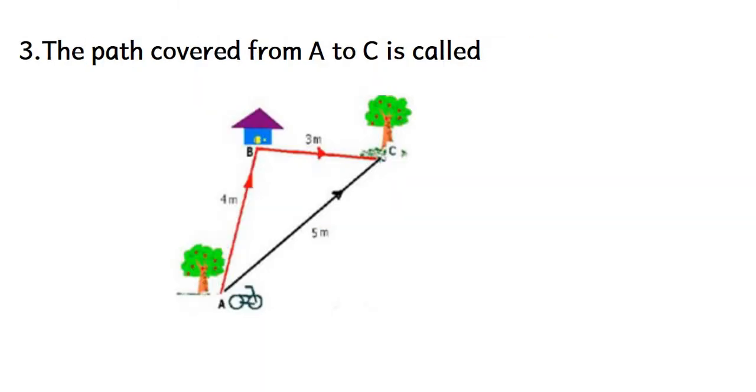Now in question number 3, the path covered from A to C is called what? Just observe the path between A and C. A to C is joined by a straight line. If there is a straight line between 2 points, then this straight line is called displacement. So what kind of path is between A and C? Basically it is a displacement.